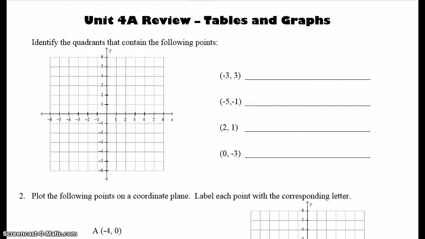So identify the quadrants that contain the following points. -3, 3. I go over to the -3 and up to 3, and this is in quadrant 2. Remember, you need to write in Roman numerals.